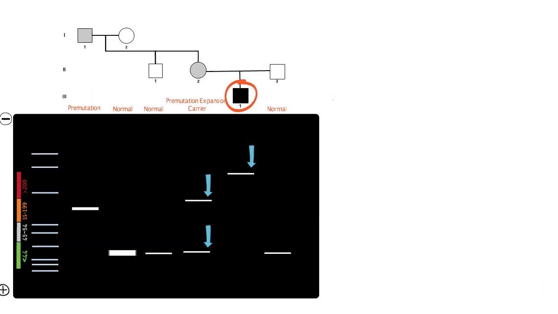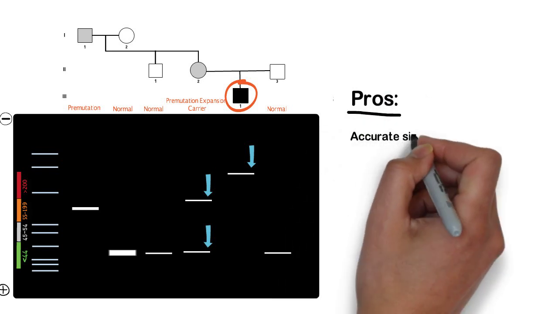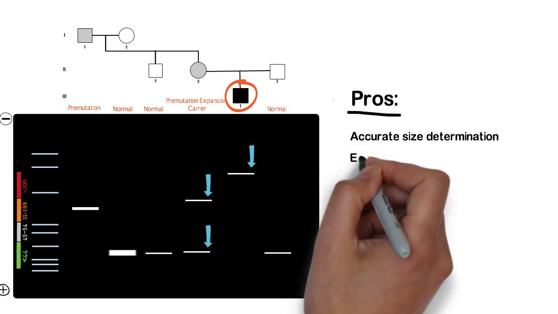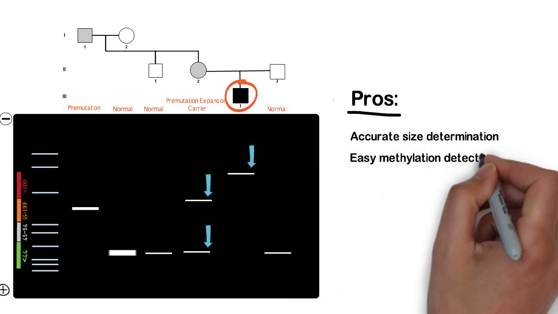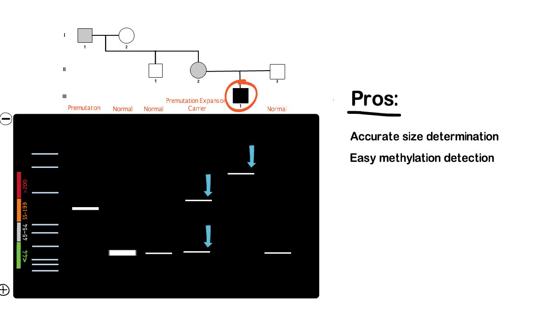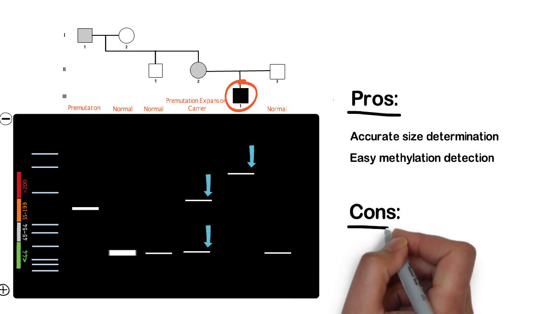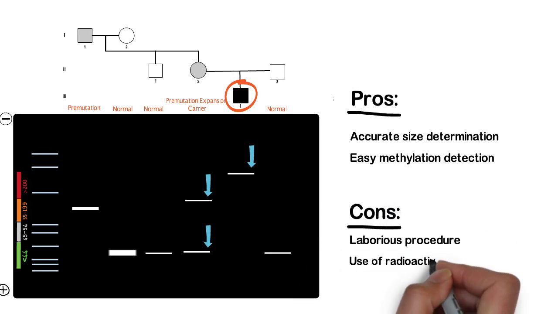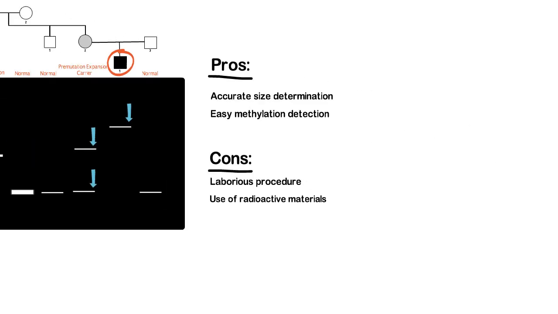Some of the benefits of using a Southern blot are that Southern blots meet the need for separating fragments based on size. Southern blots can also reveal the methylation status of a fragment when used with methylation-specific restriction enzymes. However, this is a labor-intensive process, and the use of radioactive material is a concern when it comes to the management of material and waste, as well as staff exposure to radiation.